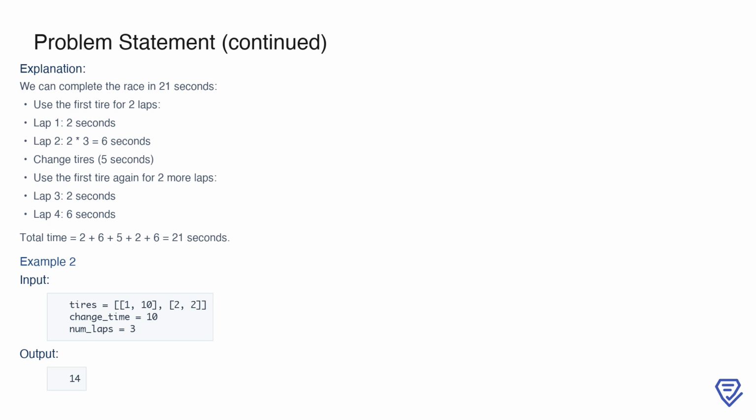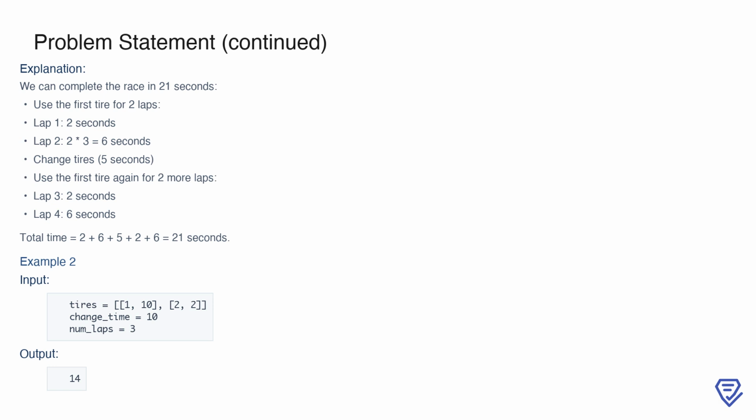After these 2 laps, we change the tires, which takes an additional 5 seconds. Then, we use the first tire again for the remaining 2 laps, following the same pattern. The first lap takes 2 seconds, and the second lap takes 6 seconds. When we add up these times, 2, 6, 5, 2, and 6, we get a total of 21 seconds, which is the minimum time to finish the race.